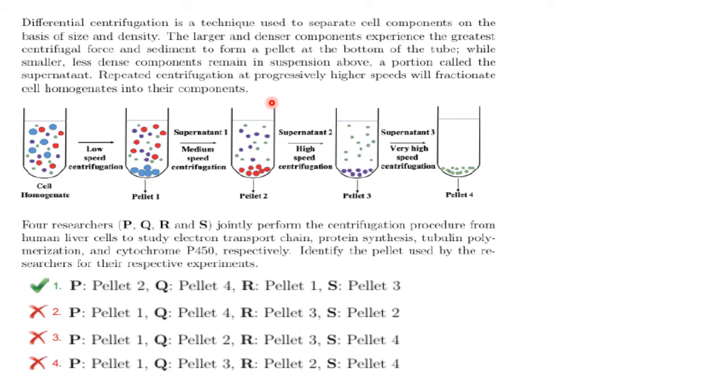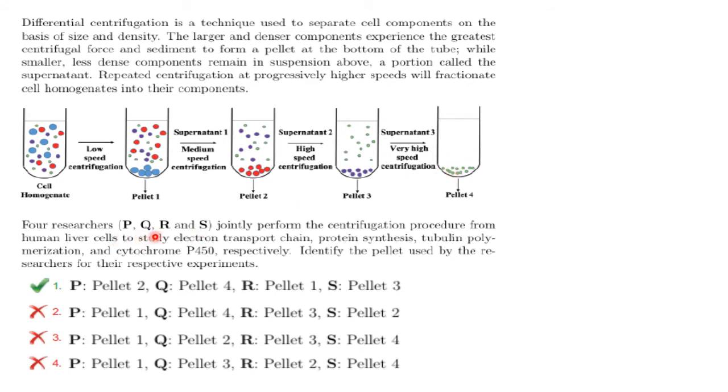So if you take the cell homogenate and centrifuge at low speed, you will get pellet 1 and supernatant 1. Supernatant 1 you again take and centrifuge at medium speed, you will get pellet 2 and supernatant 2. Supernatant 2 you again take and centrifuge at high speed, you will get pellet 3 and supernatant 3. Supernatant 3 you again take and subject to very high speed centrifugation, you will get pellet 4.